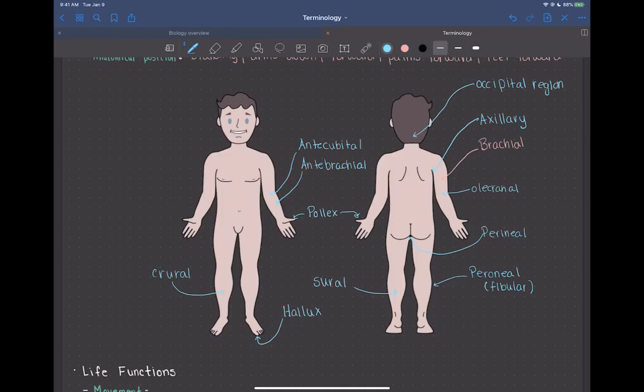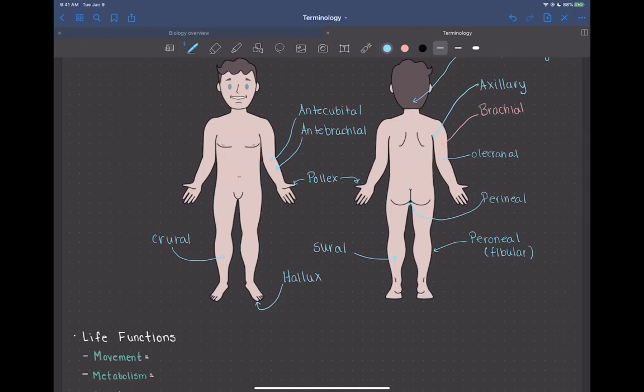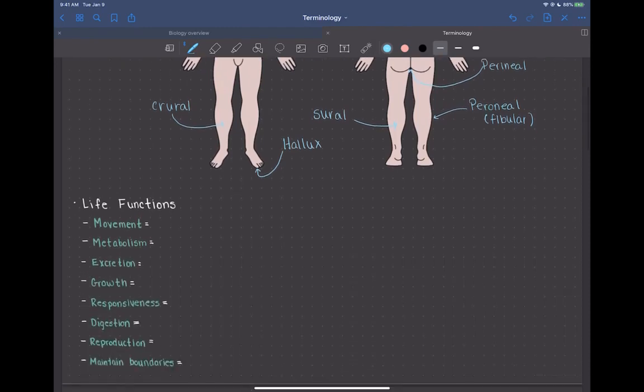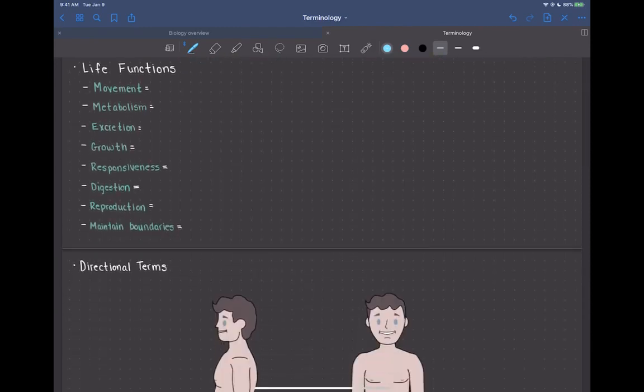All right, good. So those are your regional terms. Study them early. They will help you throughout both semesters of A&P. Okay, so now let's talk about life functions. These are just the different functions of the human body that are necessary for life, thus the name life functions.